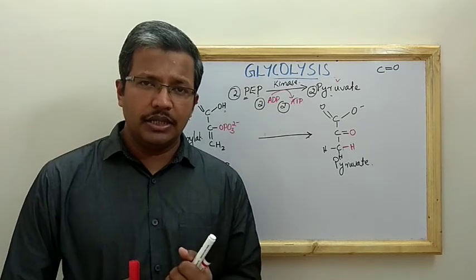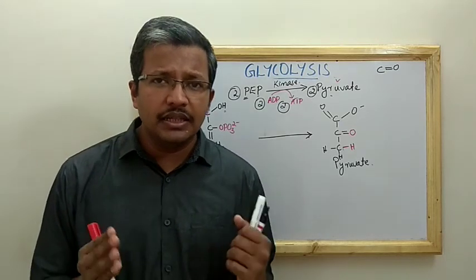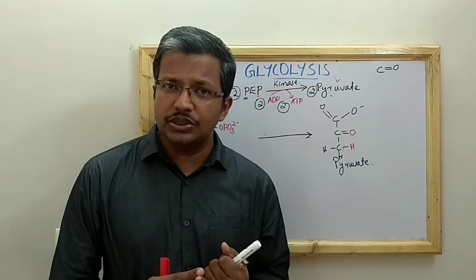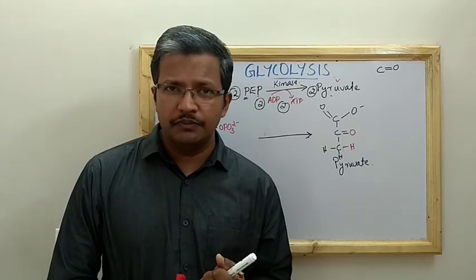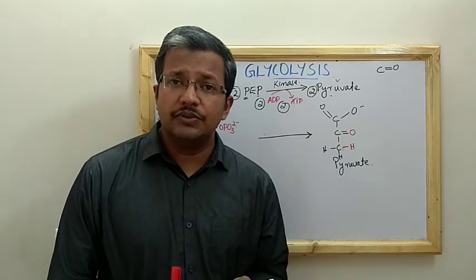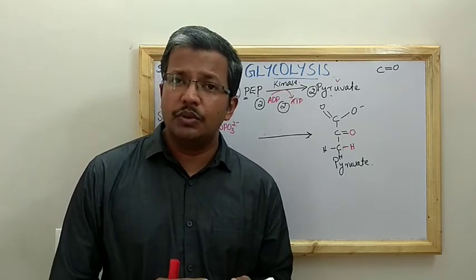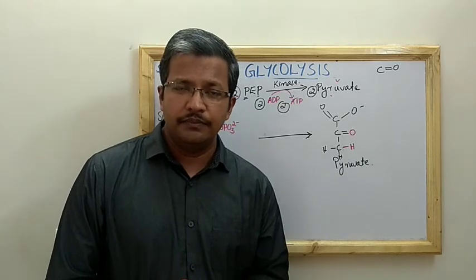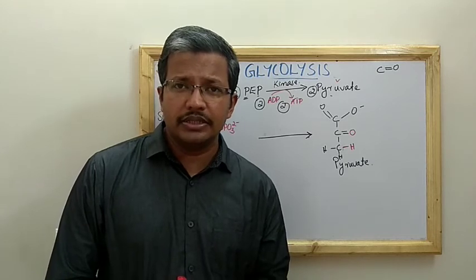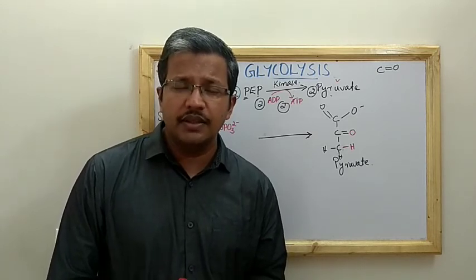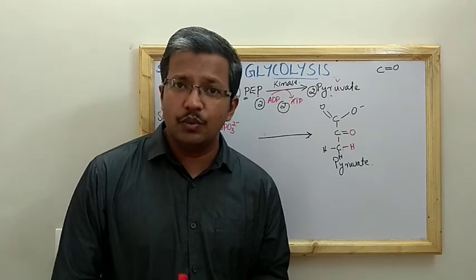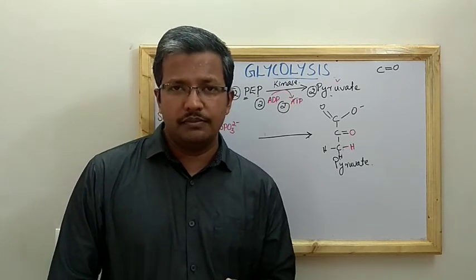In this particular glycolysis, there are 3 irreversible reactions. The first one is the first reaction, where glucose is converted into glucose 6-phosphate. The second one is the third reaction, where fructose 6-phosphate is converted into fructose 1,6-bisphosphate. And the third irreversible reaction, or rate determining step, is the last step, the 10th step, where phosphoenol pyruvate is converted into pyruvate.